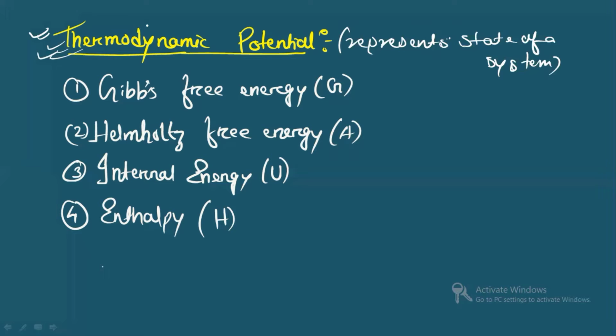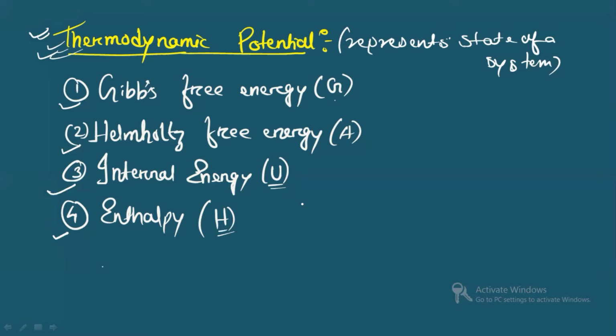Now you see there are four thermodynamic potentials or functions. The first is the Gibbs free energy. The second is Helmholtz free energy. The third is internal energy. The fourth is enthalpy. Gibbs free energy is denoted by G. Helmholtz free energy is denoted by A. Somewhere it will be denoted by F also. Here I have considered it to be A. Internal energy is denoted by U. Enthalpy is denoted by H.